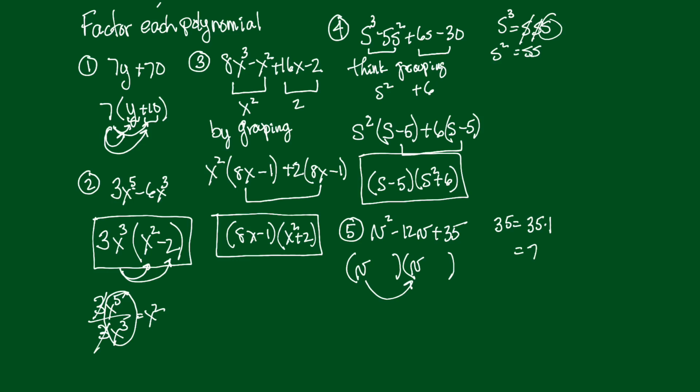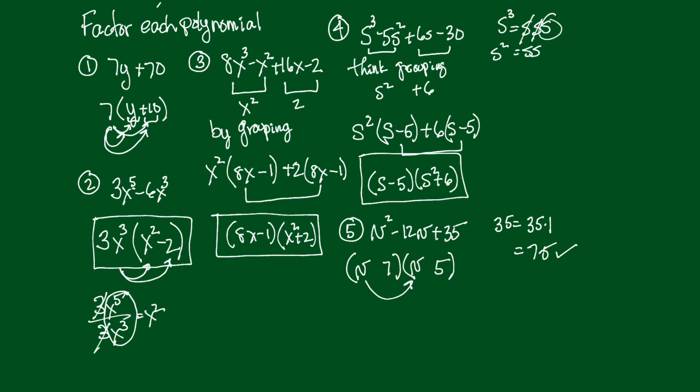Or I could do 7 and 5. Now 7 and 5, if I add these, I get 12. So I think that's going to be it. So I'm going to put a 7 here and a 5 here. Now I notice this. What sign do I need here? Plus, minus, what is it going to be?